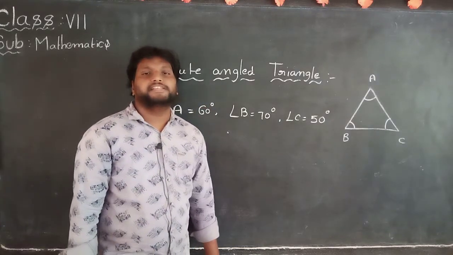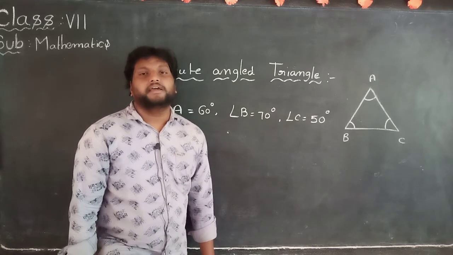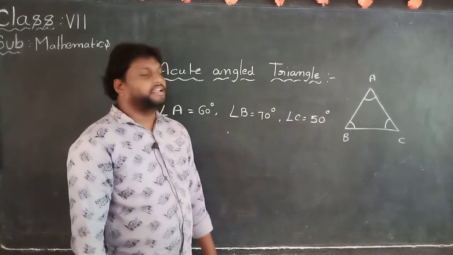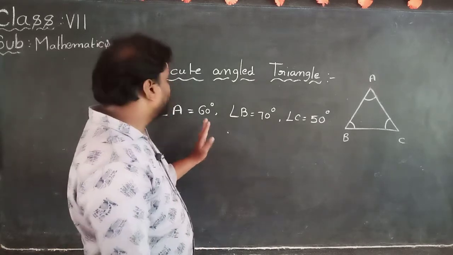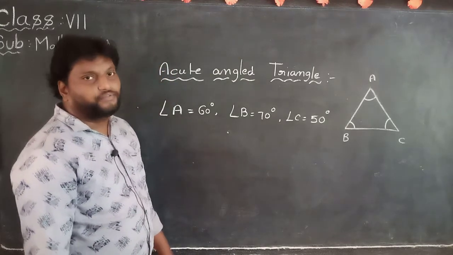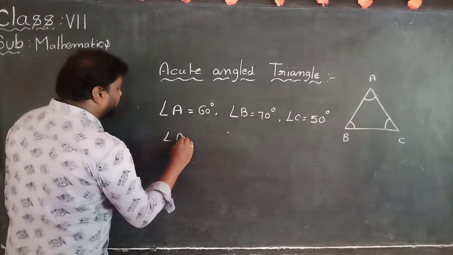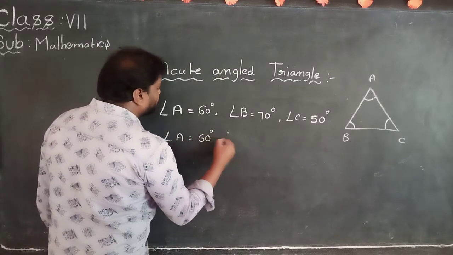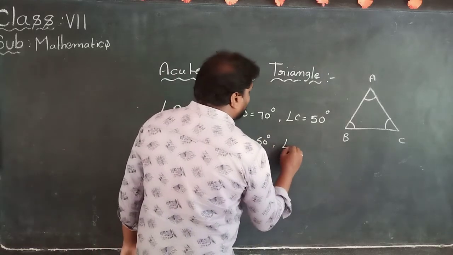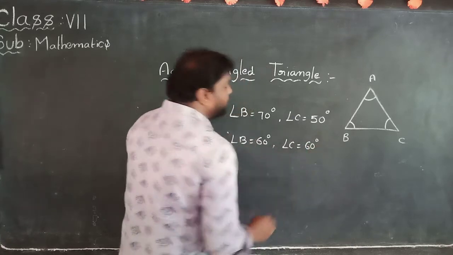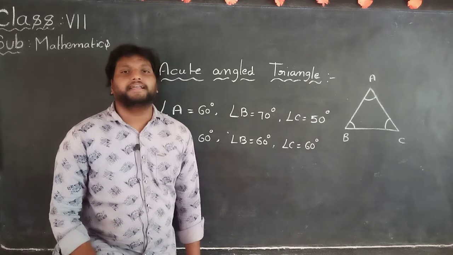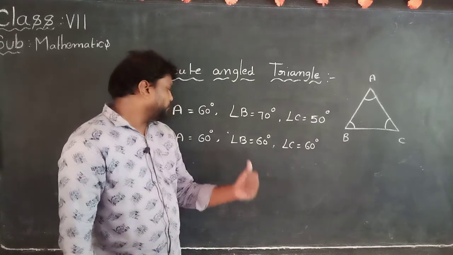In an acute angle triangle, each and every measurement is above 0 and below 90 degrees. Here A is 60, B is 70 and C is 50. We can also take all angles equal: A is 60, B is 60, and angle C is also 60. If all angles are equal, then all sides will also be equal.